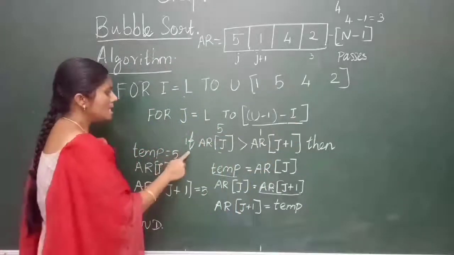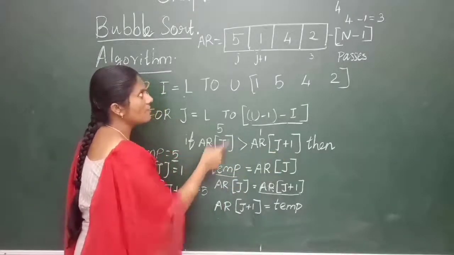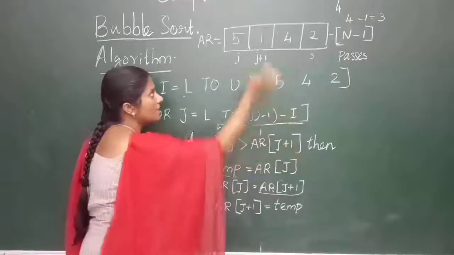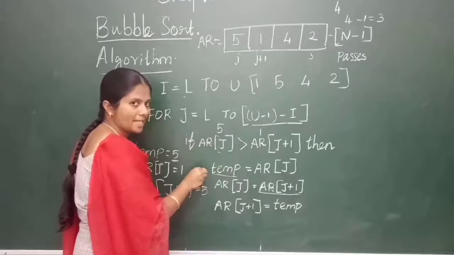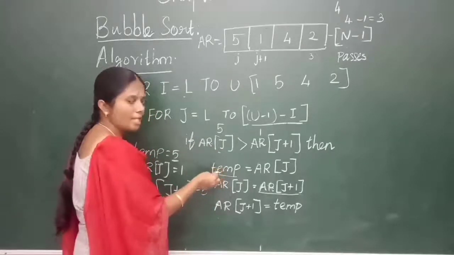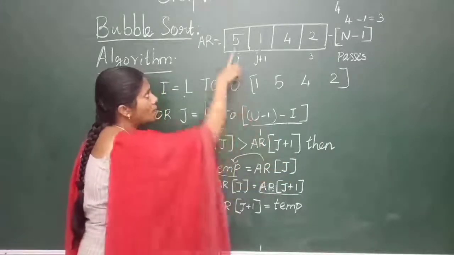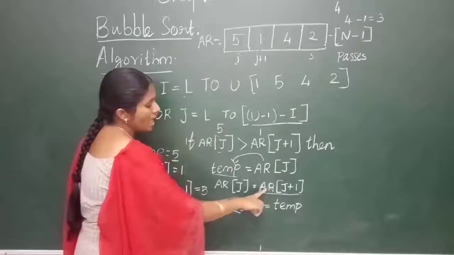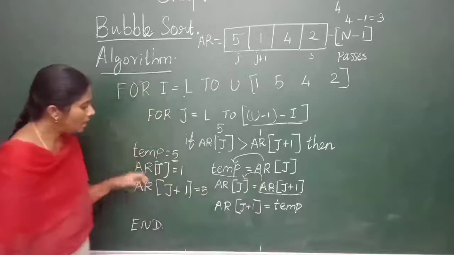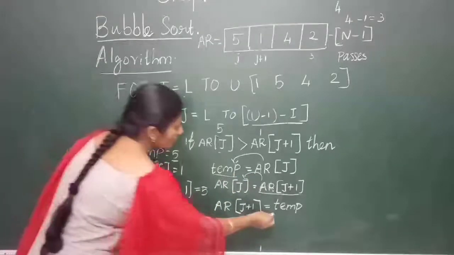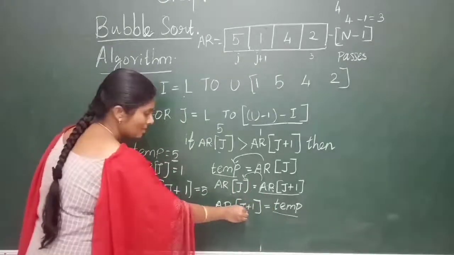The next one is if array of j is greater than array of j plus 1. What is the array of j value here? 5. What is array of j plus 1? 1. 5 is greater than 1. Yes, so the loop will move to the next line, the inner loop. Temp is a variable. We are assigning the value of array of j, which is 5, to the temp variable. The next one, array of j plus 1, which is 1, we are assigning to array of j. Now what is the value of temp? 5. We are storing the value 5 in array of j plus 1.